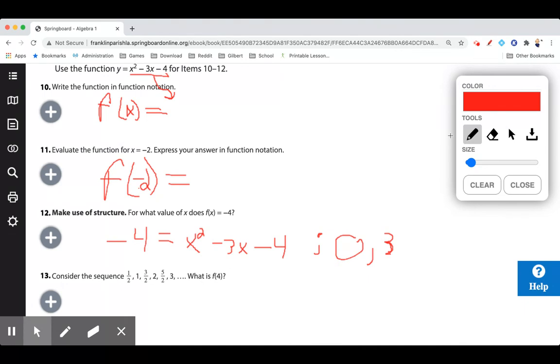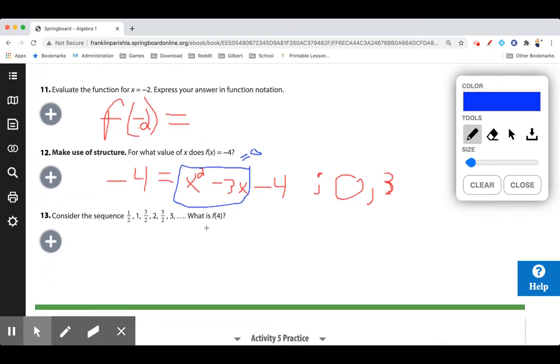You want to know that this section has to equal 0 for -4 to equal -4. Well, that happens when this is 0, so 0 squared minus 3 times 0, which is 0. And it happens when this is 3. 3 times 3 is 9, minus 3 times 3 is 9. 9 minus 9 is 0. So it happens twice.